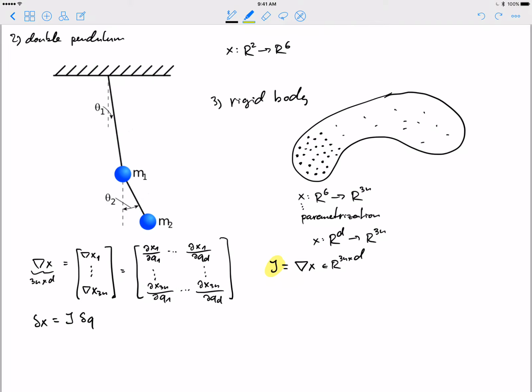By the way, this is true not only for the virtual displacements, but also for the real displacements, so for the time derivative. So x dot equals J times q dot. Again, the Jacobian depends on q, so if I were to be precise, I would write J as a function of q, because at a different set of generalized coordinates, I get a different Jacobian. But usually I don't want to do so much writing, so I'll just write J.